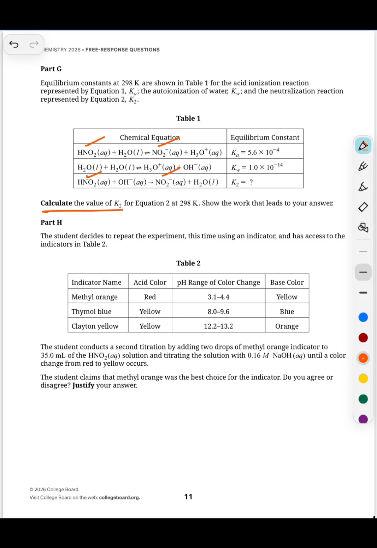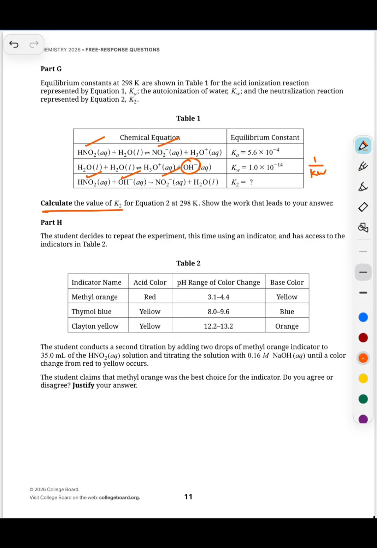So then we have to go to the Kw expression, and then we want to be able to identify the OH minus. So the OH minus shows up as a product here, but it needs to be a reactant. So that means that we have to flip this Kw expression, but instead of just flipping it, we take the reciprocal. So then we have the reciprocal of the Kw. Once we flip that, we end up with the OH minus on the correct side, and then we also end up with the H2O on the correct side.